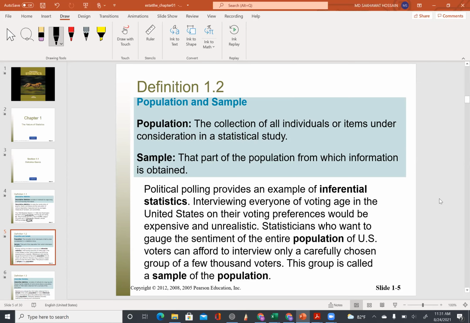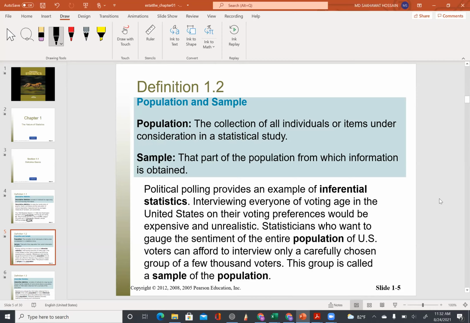In that case, what we can do is randomly select some US adults. We can randomly select maybe 1,000 US adults, or maybe 500 US adults, measure their height and calculate their average height. Based on this average height, we can make inference about the population. We can make inference about the average height of all US adults, right?